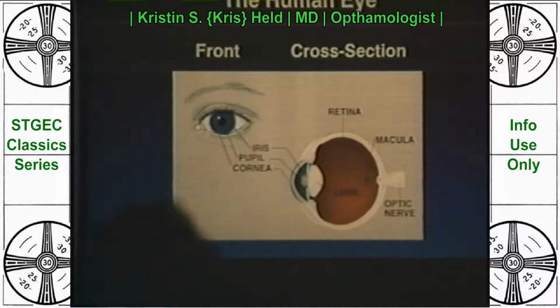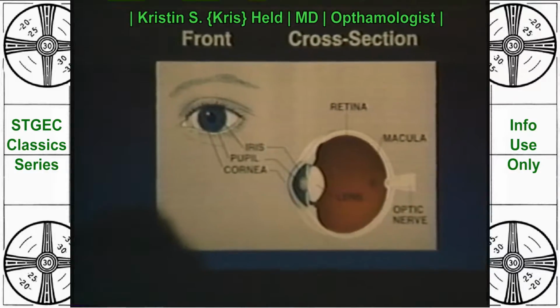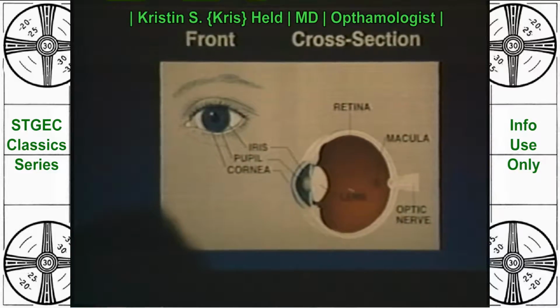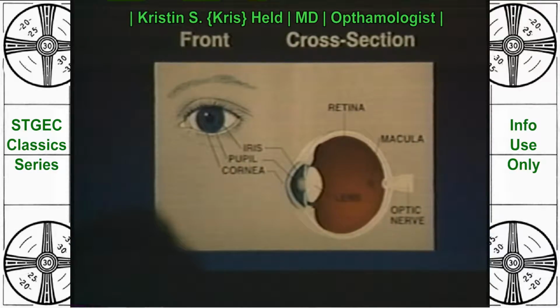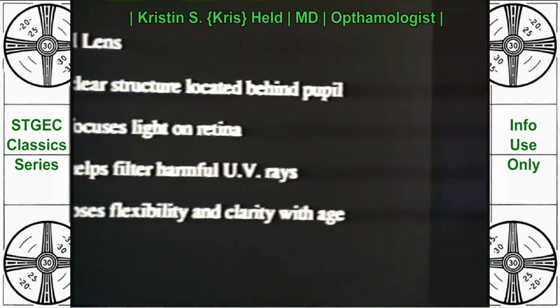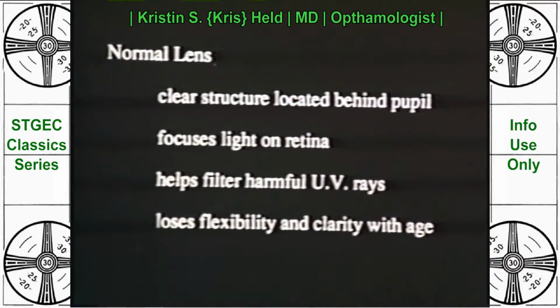The lens is right here, a clear structure that is right behind the pupil. You don't see it normally, and in fact my little 4-year-old said, "Mommy, that's easy, it's a white thing in your black thing," and that is what happens when a cataract develops. So the lens serves to focus light on the retina. The retina people liken to the film of the eye. It's the neurosensory part of the eye that sends the information back to the brain. So the lens focuses light on the retina. It also helps filter out harmful UV rays, and physiologically with time it loses its flexibility and clarity with age.